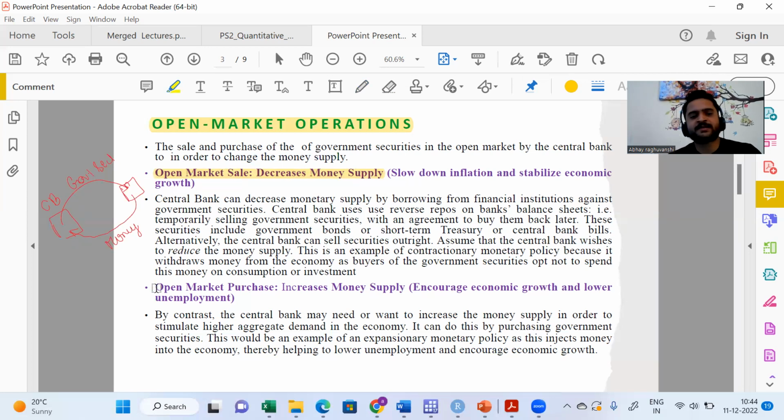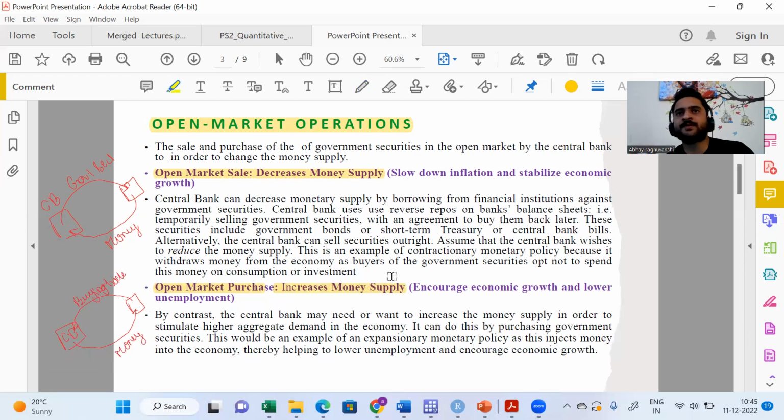Then we can discuss the open market purchase. Here the process is just the reverse. Let's suppose this is our central bank, and these are the institutions through which the central bank buys and sells government securities. Now the central bank is buying back the government securities. When it is buying back the government securities, in exchange, it will be giving money. As a result, the money in the hands of the consumers and the investors will eventually increase, and there will be an increase in the money supply.